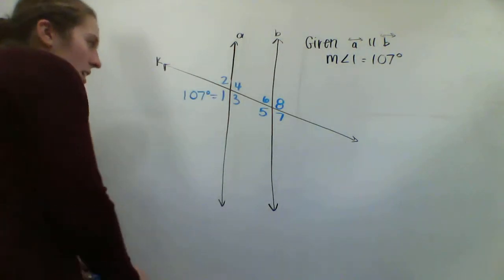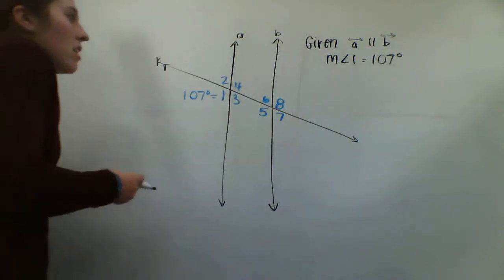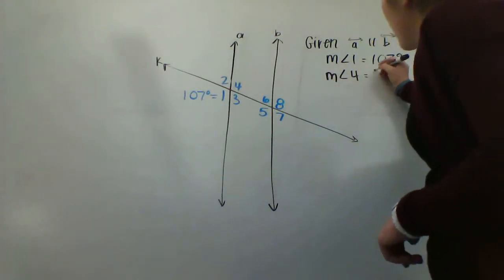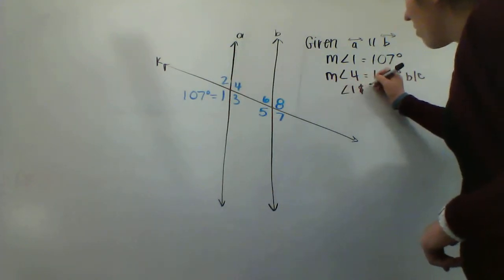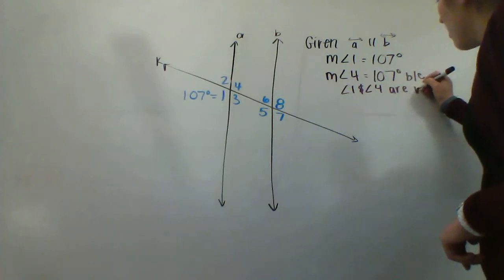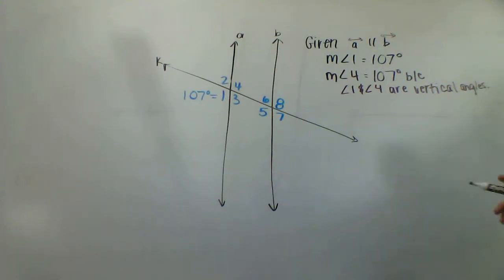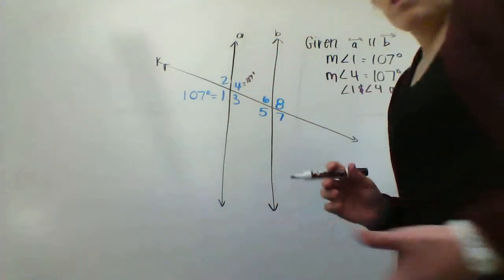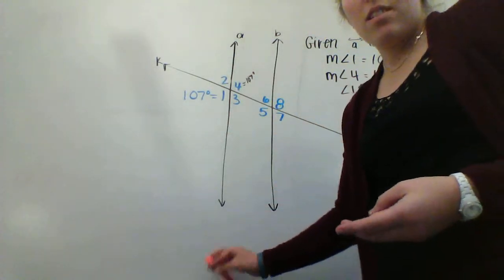So the first thing, without doing any math at all, I know exactly what the measure of angle 4 is. We know the measure of angle 1 is 107. The measure of angle 4 is also 107 degrees because angle 1 and angle 4 are vertical angles. So it's even more awesome now because we don't have to do any work for 2 more angles.